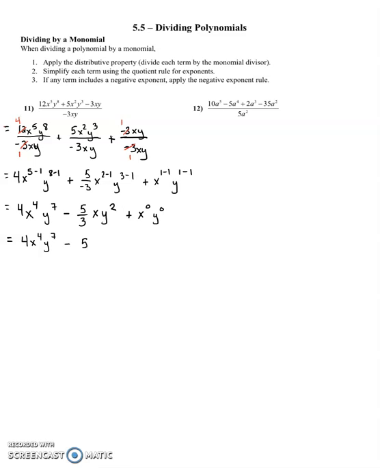minus 5 over 3. And we can put the x and the y squared in the numerator with the 5, plus x to the 0 is 1, and y to the 0 is 1. So 1 times 1 is 1. And that is it for that problem.